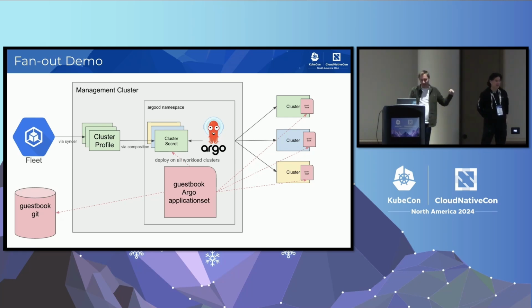And then I have a little composition that translates the ClusterProfile into a cluster secret for Argo. If you're familiar with Argo, its configuration is entirely declarative, or at least it supports declarative. So that was a very easy way for me to use that translation method from ClusterProfile to cluster secret. And then to show it all, I have a tiny guestbook application, which is an application set that goes on any workload cluster of my fleet.